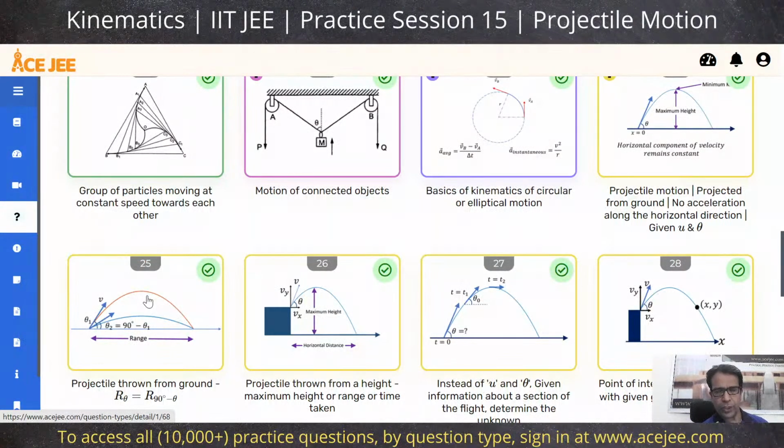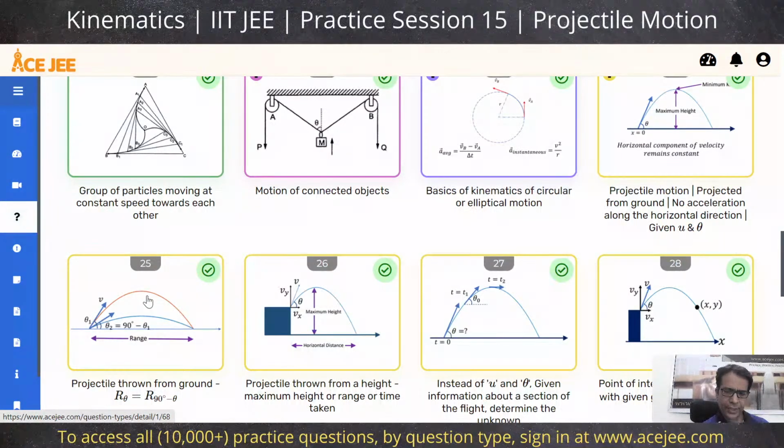So remember, we have 3 equations to work with. One equation in the horizontal direction, which is your displacement is equal to u cos theta times t. In the vertical direction, you have 2 equations, just like we had in one-dimensional motion. So once again, in the vertical direction, you have 2 independent equations. One was Vy is equal to uy plus at. The second one was displacement in the y direction, y is equal to uy t plus half a t squared.